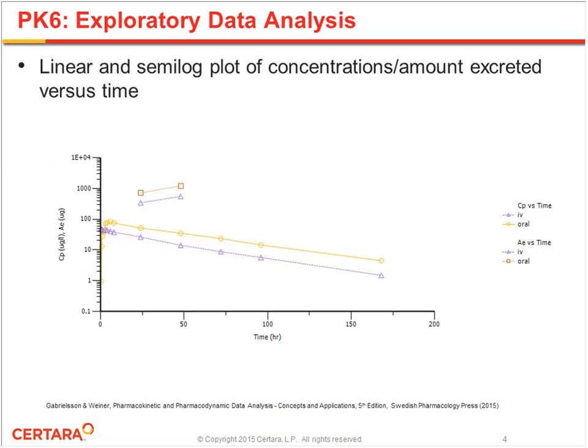First of all, a look at the data, the exploratory data analysis. We are seeing here the semi-log plot of concentration and amount excreted versus time. You see there are four curves. The short ones at the top are the amount excreted for the two collection intervals from 0 to 24 hours and 24 to 48 hours. Below that are the two plasma concentration time curves. What you can see is a single slope, so we would expect that a one compartment model would fit the data very well.